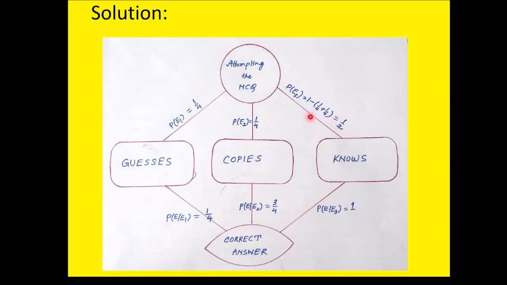So, the knowing probability will be 1 subtracted by the sum of these 2. So 1 by 4 plus 1 by 4 is 2 by 4, which is 1 by 2. That means the probability of knowing the answer is 1 by 2.